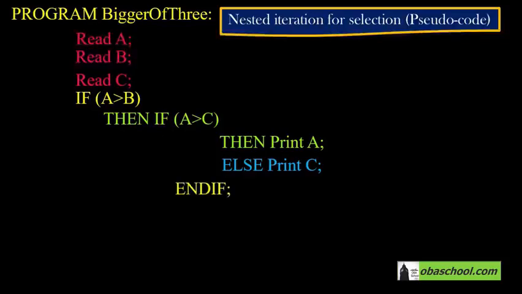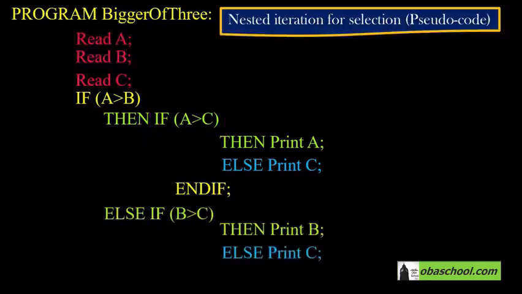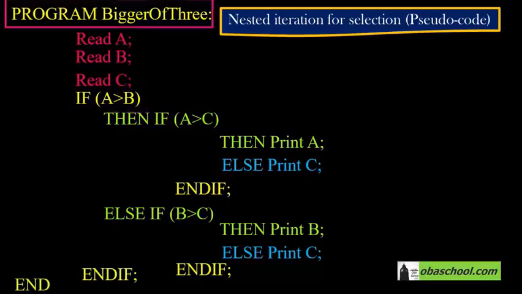Okay, we are not done yet. We have to end if. So here we ended the if that is in green. Okay, now let's continue. Else if B is greater than C, then print B. However, if B is not greater than C, it will go to else print C. Why? Because C is greater than B. Okay, now we write end if, so we close the if in green. Then we will put end if for the yellow, and then we will put end.